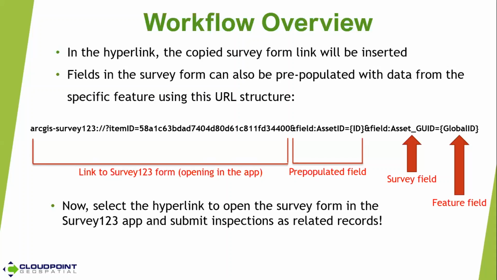We're going to be able to call out the Survey123 form field, and then say that field will equal the feature field in the culverts feature layer. So from here, you can see I'm pre-populating in my Survey123 form the asset ID field with the culverts ID. And secondly, I'm also pre-populating the assets GUID field.